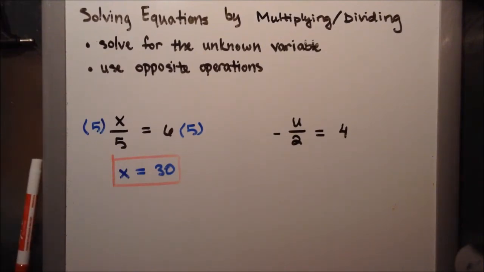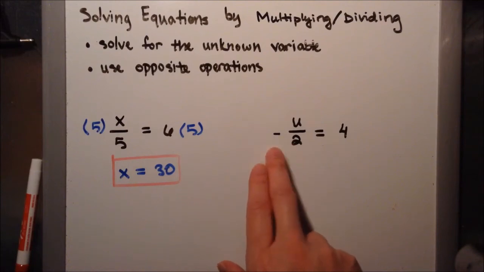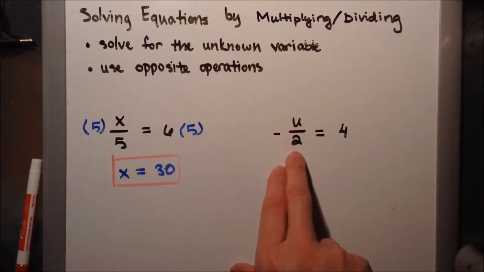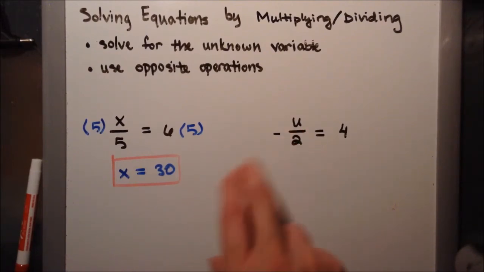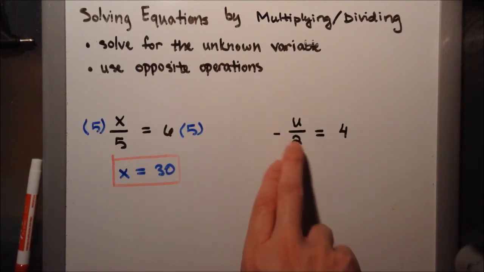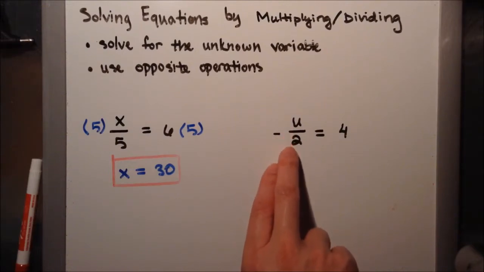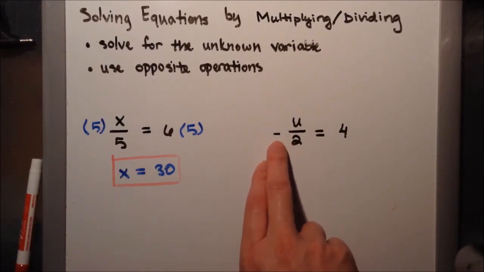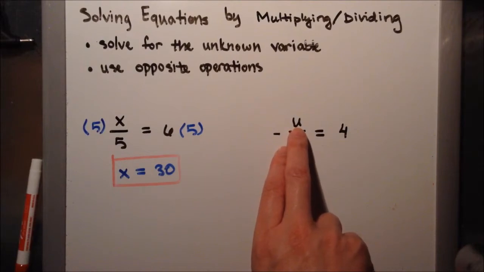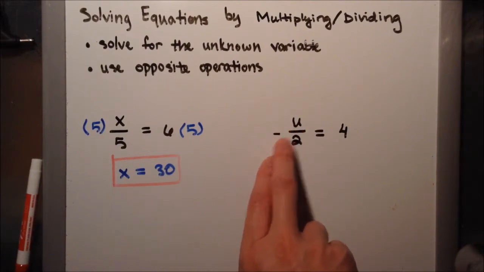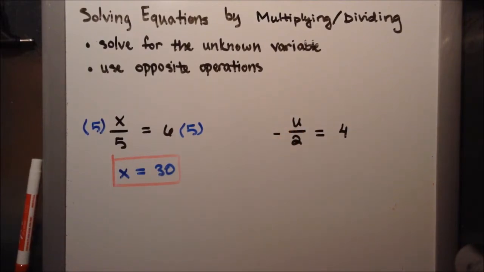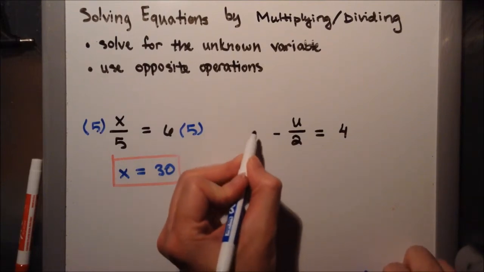In example 2, we have negative u divided by 2 equals 4. When we want to get u by itself, we want to get rid of negative 2. Since it's being divided by negative 2, we have a negative right here, and we want a positive variable. So we have divided by negative 2, and I'm going to multiply by negative 2.